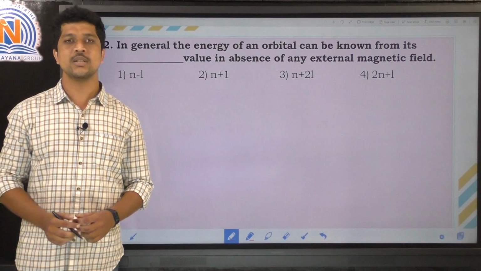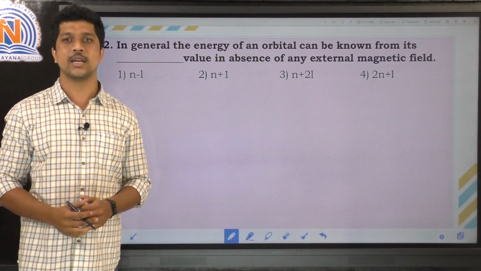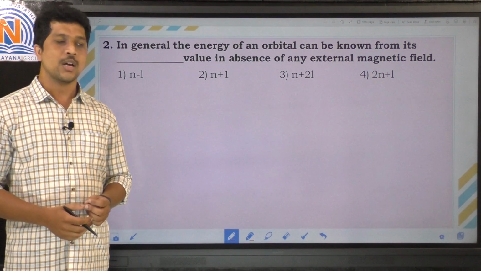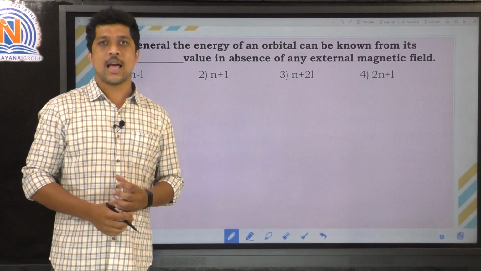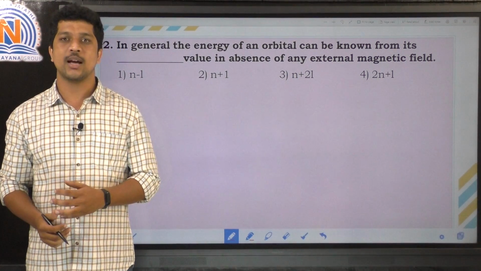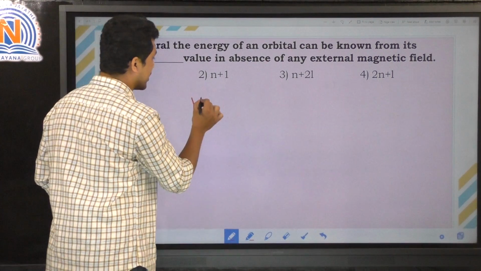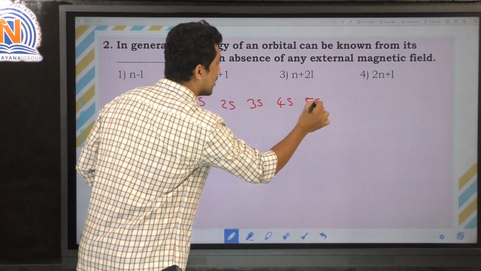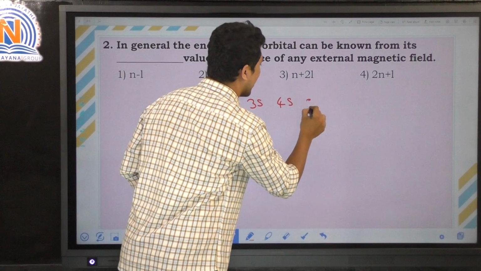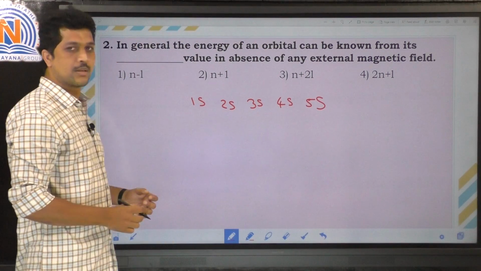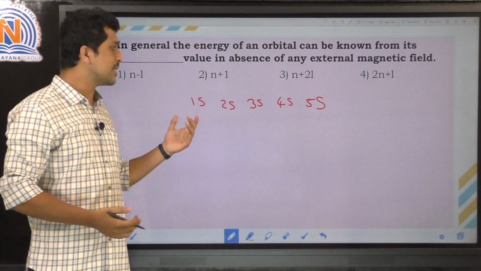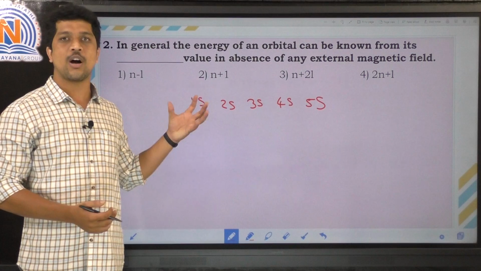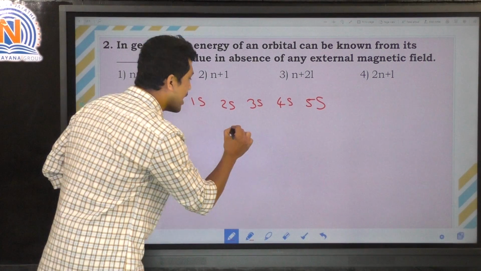Here the second question: in general, the energy of an orbital can be known from its dash value in the absence of external magnetic field, right? Each and every orbital has different energy. For example, if you take 1s, 2s, 3s, 4s, and 5s, these are the different s orbitals. Each and every orbital has different energy. The energy of an orbital is known by using the formula n plus l.